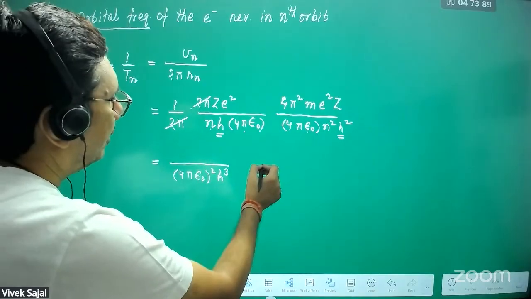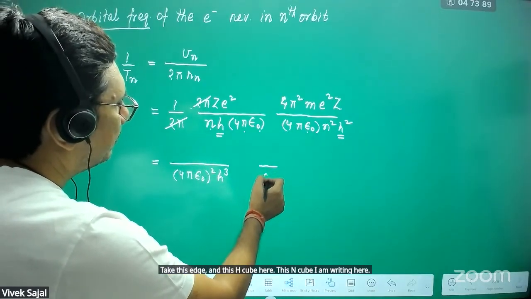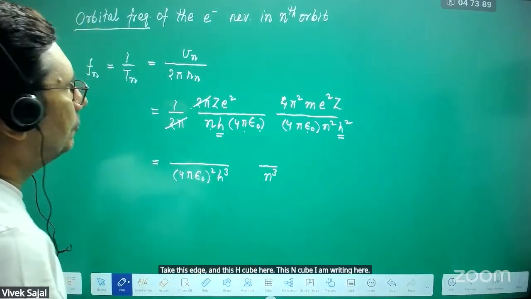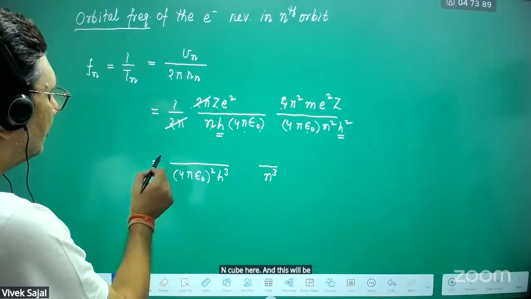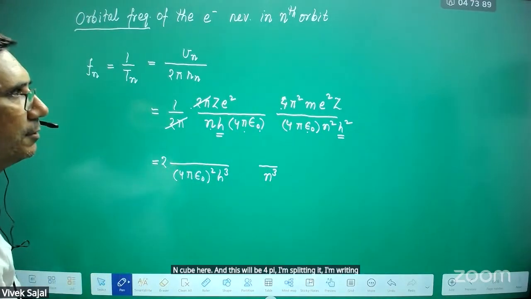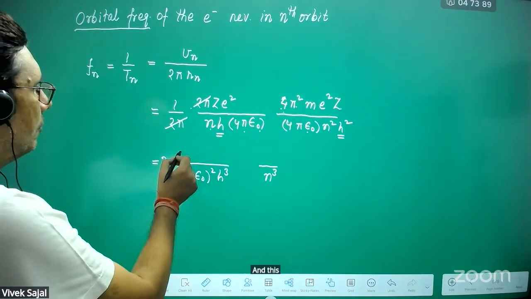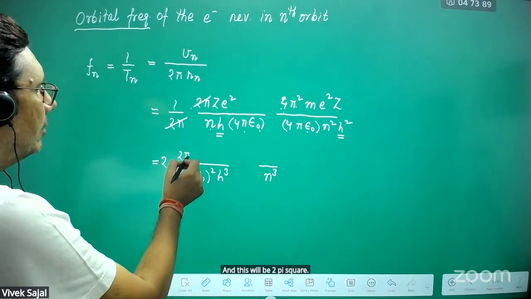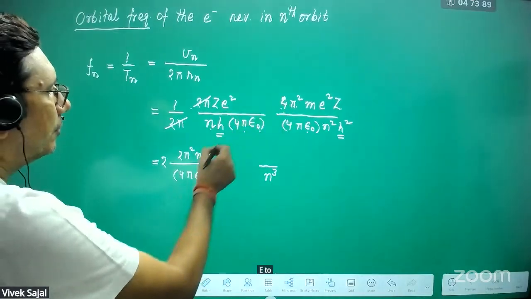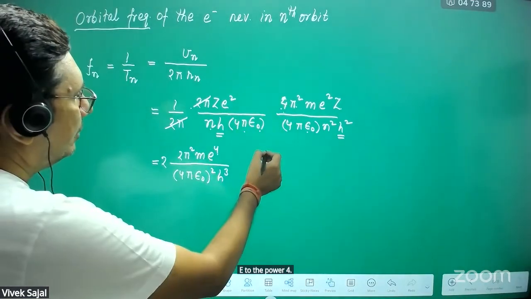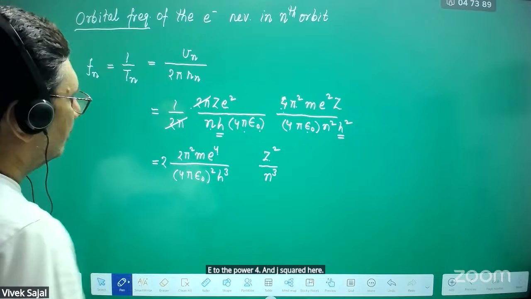This n cube I am writing here, n cube here. And this will be 4 pi, I am splitting it, writing it 2 times. And this will be 2 pi square m e to the power 4 and Z square here.